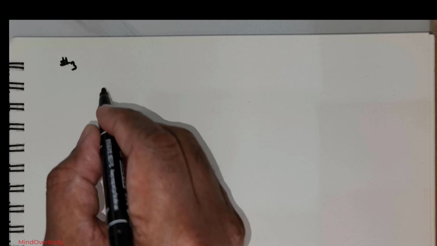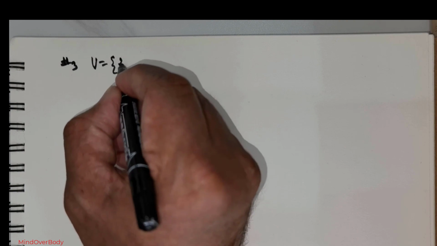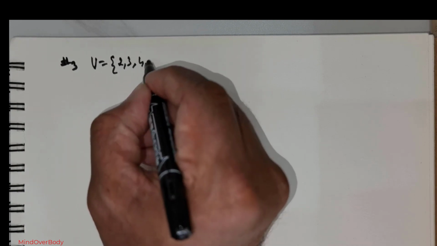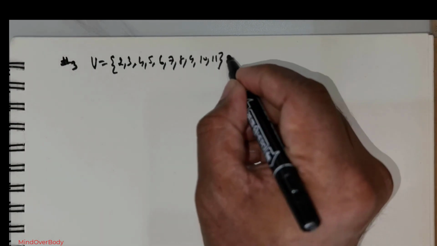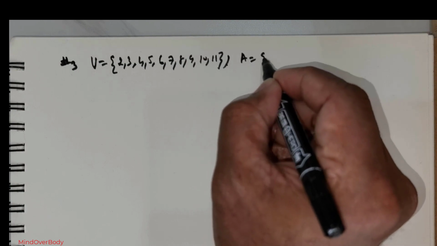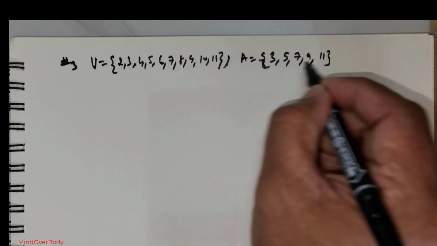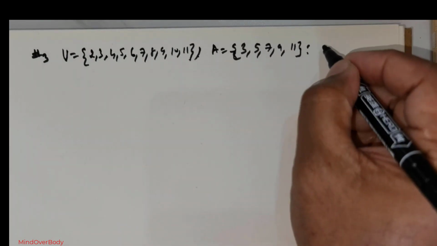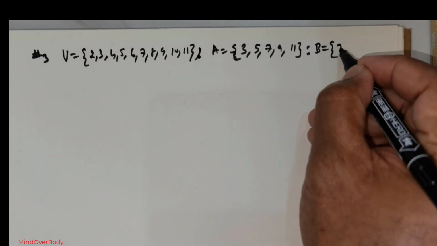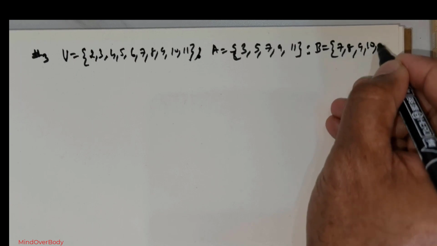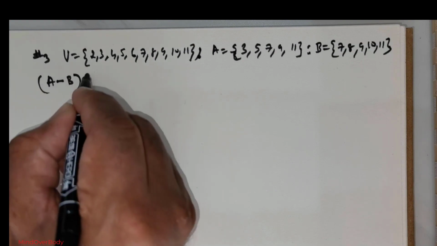We've got U being given. U starts from 2, 3, 4, 5, 6, 7, 8, 9, 10 and 11, and A being 3, 5, 7, 9 and 11, and you got B being equal to 7, 8, 9, 10 and 11. We are expected to find A difference B, the complement.